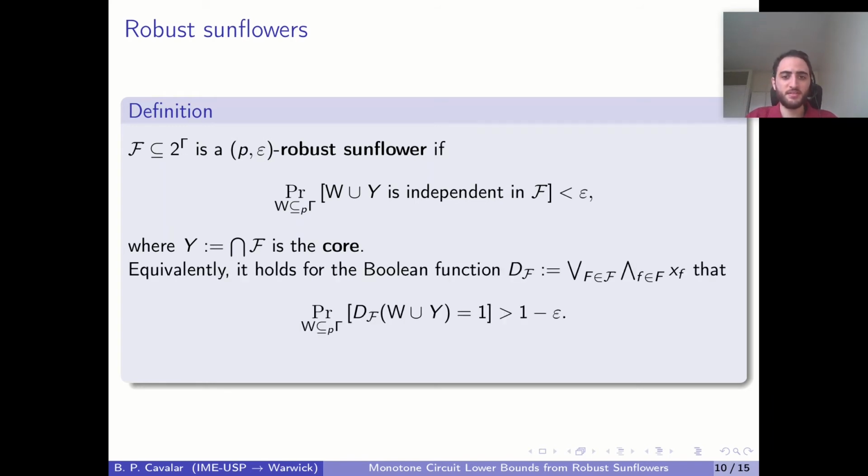Equivalently, we're saying that this DNF, which is formed by first taking the conjunction for every set of the family of the literals that correspond to elements of the set, and then a union over all the sets of the family, is satisfied with high probability when you take a p-biased input and you restrict the variables of Y to be equal to 1. So that's a (p, epsilon)-robust sunflower.